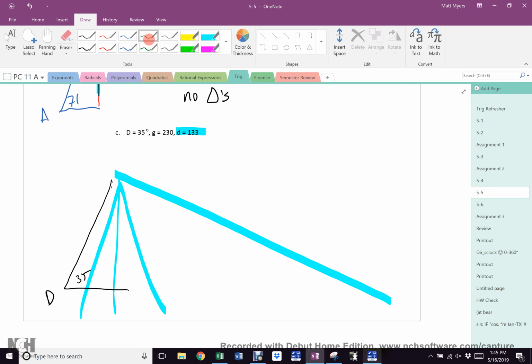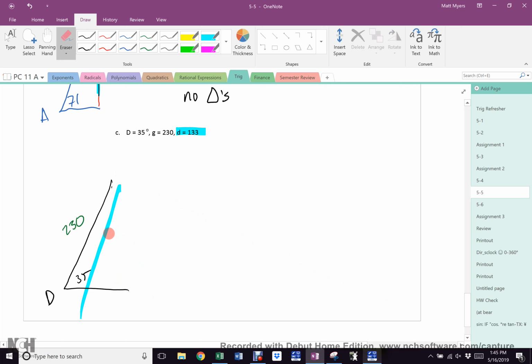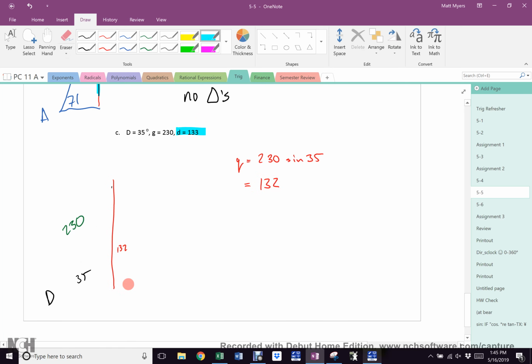Well, I know this is 230. So automatically, what is Q? 230 sine 35. What is it? No decimals? Okay, so Q is 132, yes? So this is 132. How much space do I have to work with? I got 133. So if I go straight, I'll go a little bit past, won't I? So I can't go straight.